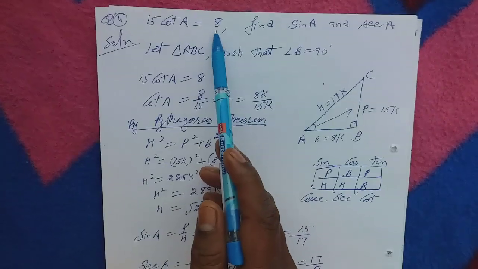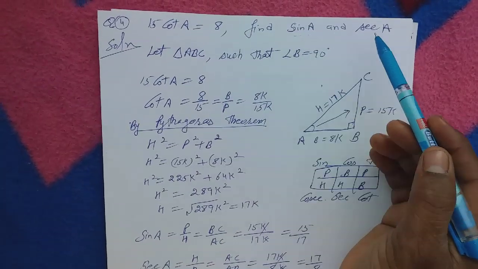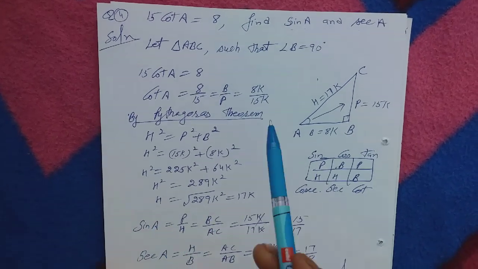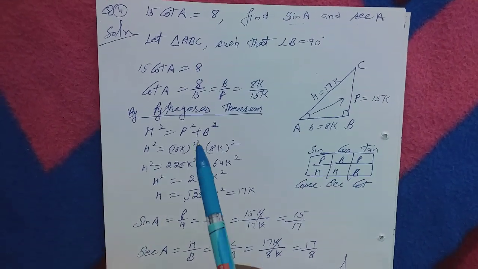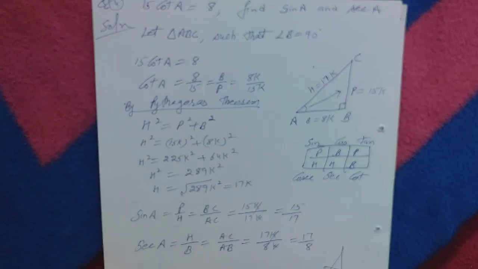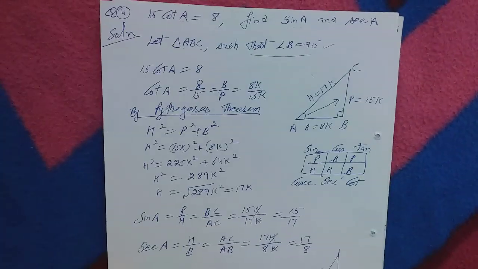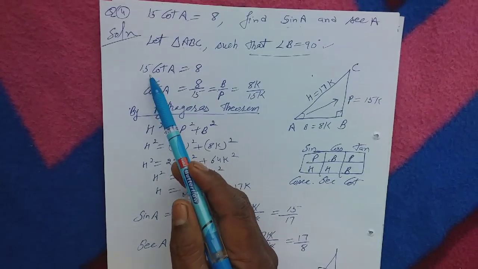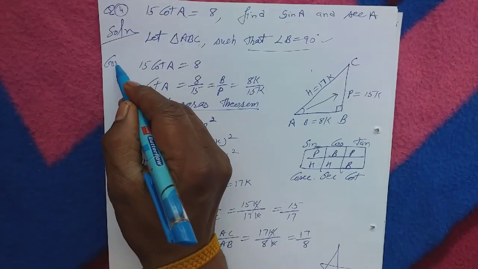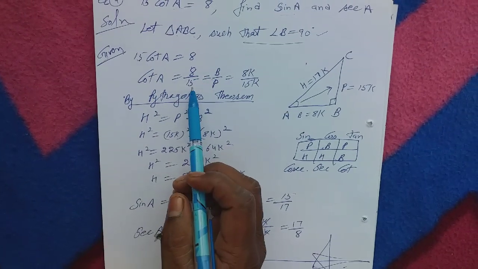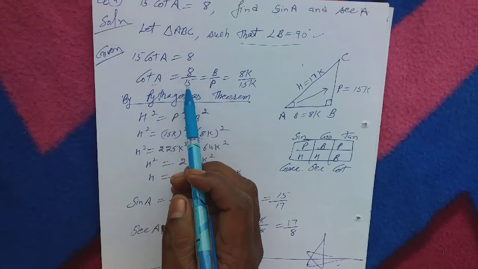First of all, we will read the statement. 15 cot A equals 8. Find sin A and sec A. Right, students? So first we will draw a triangle ABC. We will take triangle ABC such that angle B is 90 degrees. So here it is given 15 cot A equals 8, so cot A equals 8 by 15.